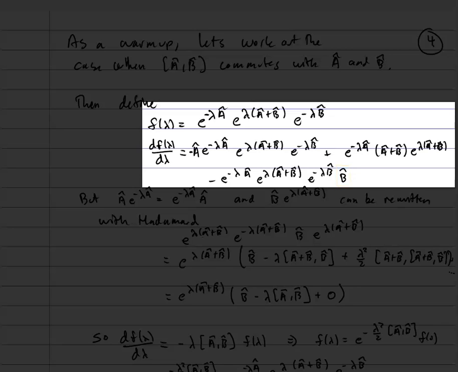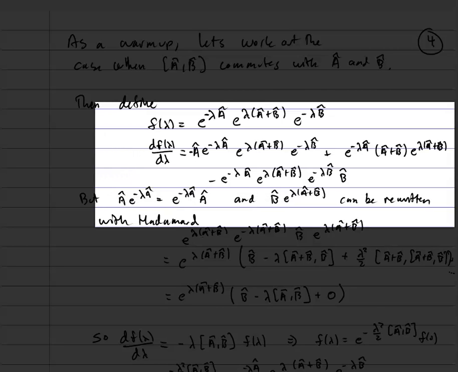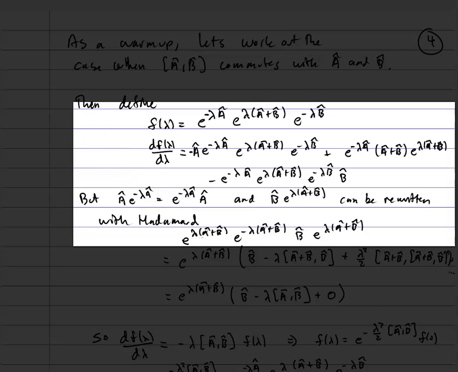So what we're going to do is take that minus a and move it to the right-hand side. That's going to cancel with the a in the a plus b and just leave me with a b there. And then I'm going to take that b e to the lambda a plus b and rewrite it using the Hadamard identity. I'm going to multiply by 1 on the left-hand side. You see I have e to the lambda a plus b, e to the minus lambda a plus b that I'm multiplying by. That's just equal to 1. Even with operators, be sure you understand that.